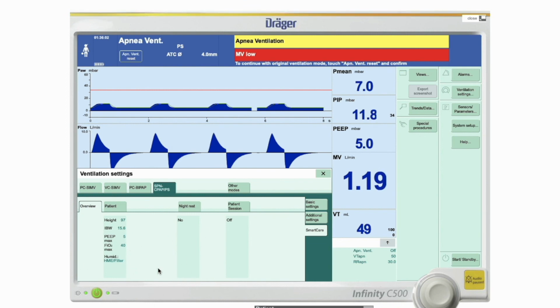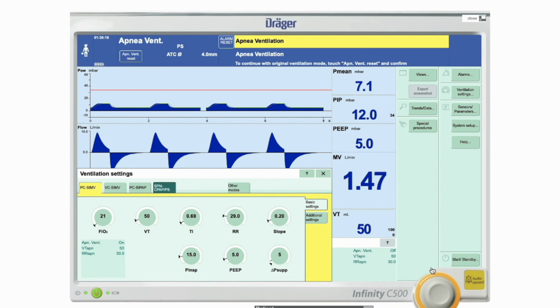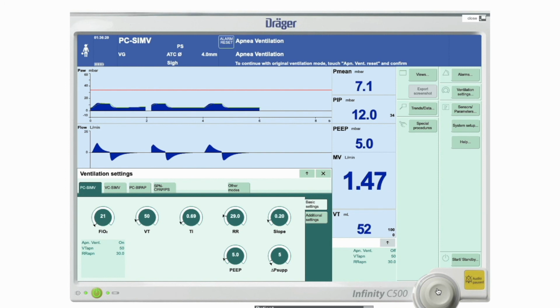So that's there. As you can see now, because I've put him in CPAP ASB and he's got no backup rate, the patient's automatically gone back into apnea ventilation. So I'm going to need to change that back quickly before it starts alarming. There you go. So now it's all switched itself off.